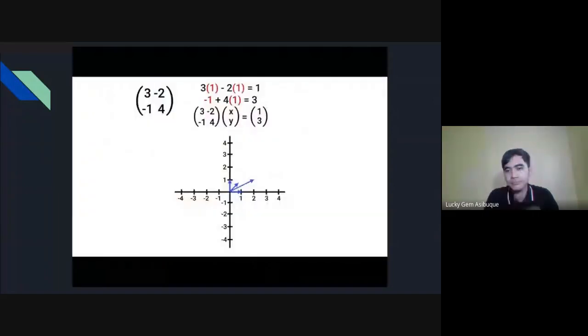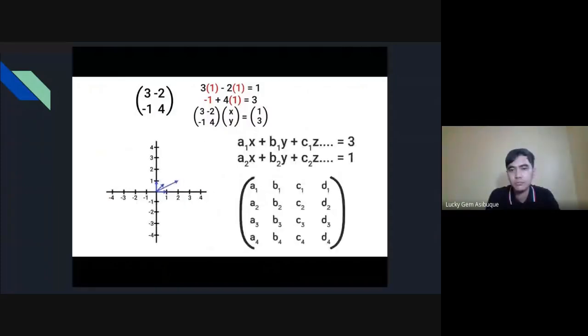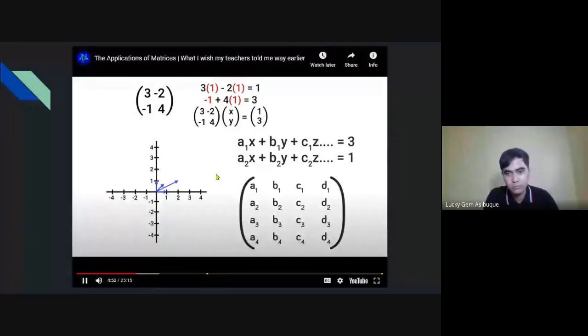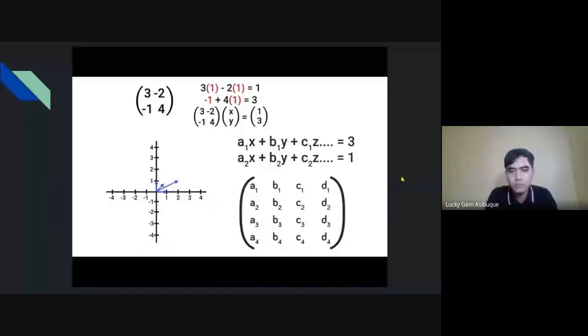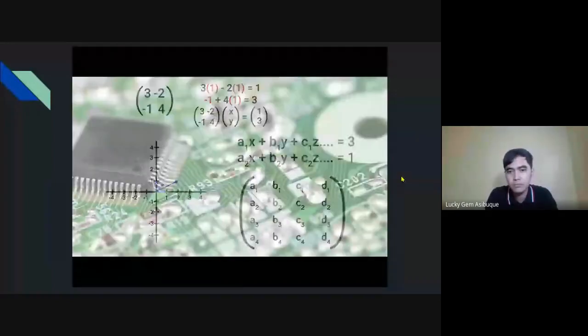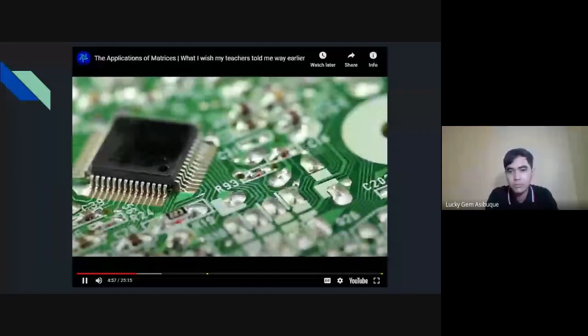Now, when systems of equations get more complex, all we have to do is expand our matrix, and we can analyze the system with as many variables as we want. The reason matrices are used in circuits and electronics, for example, is because these can be represented by linear equations in which all the voltages and currents are the unknown variables.